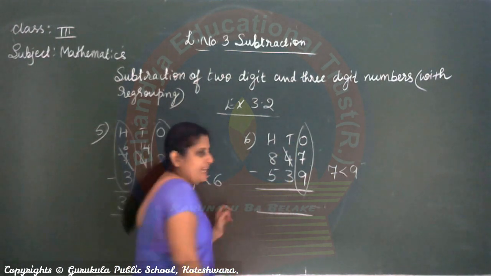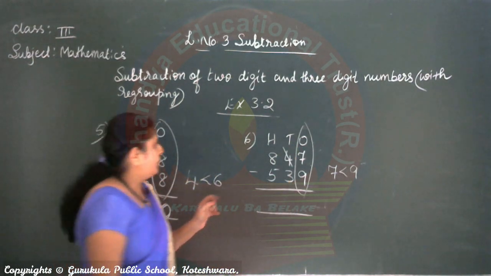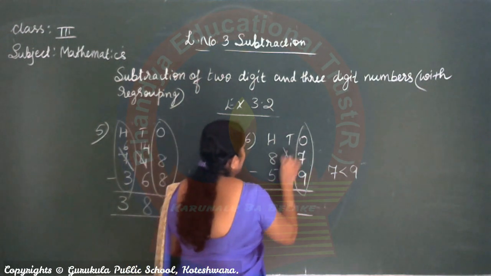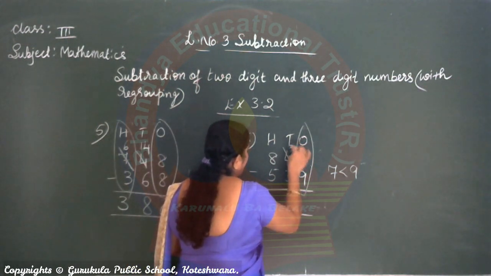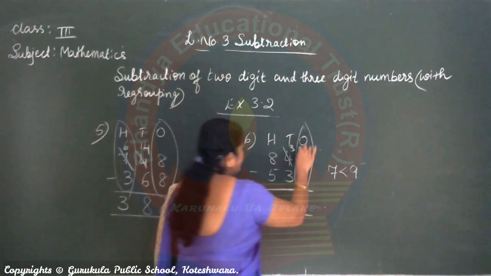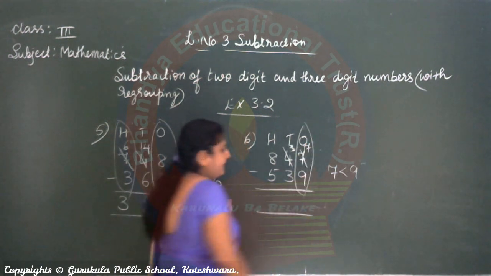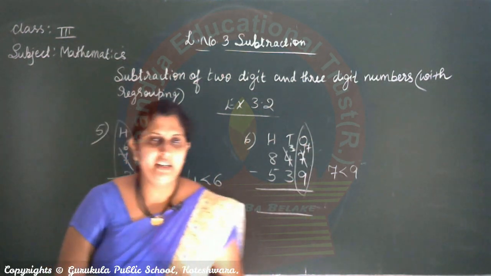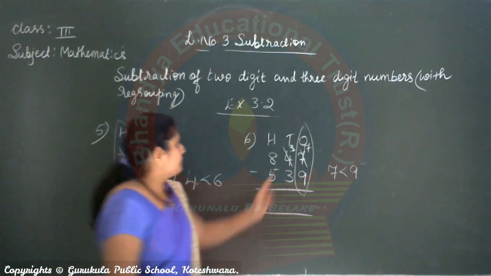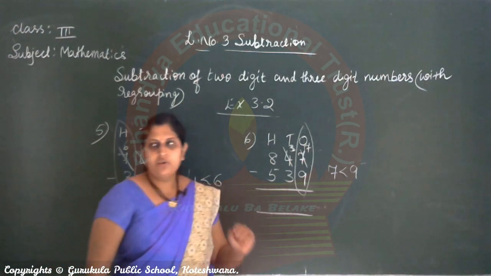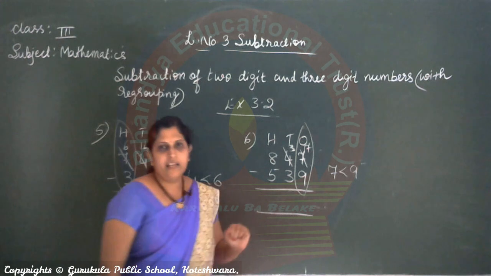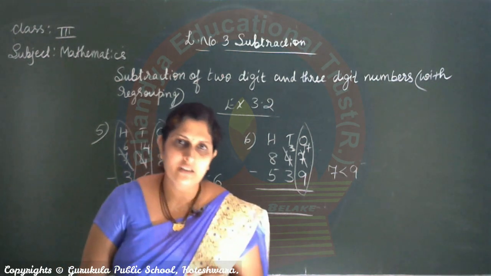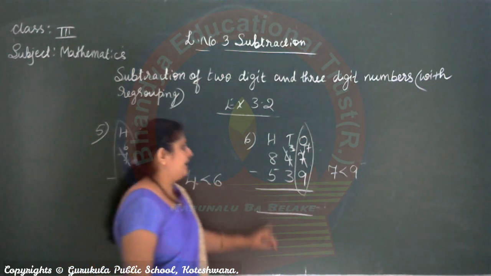4 tens are there here, correct? You borrow 1 ten from that side. Here 3 tens are remaining. So here it will become 17 ones, correct? So from 17 ones, you have to subtract 9 ones.